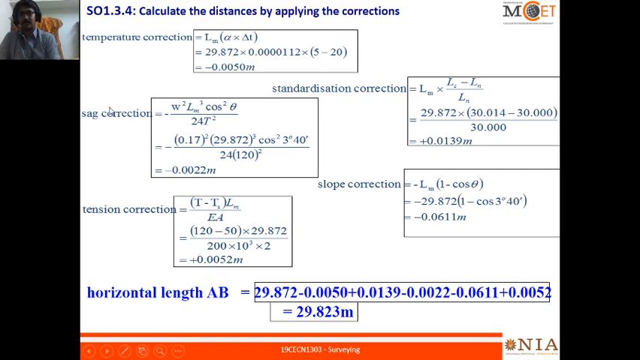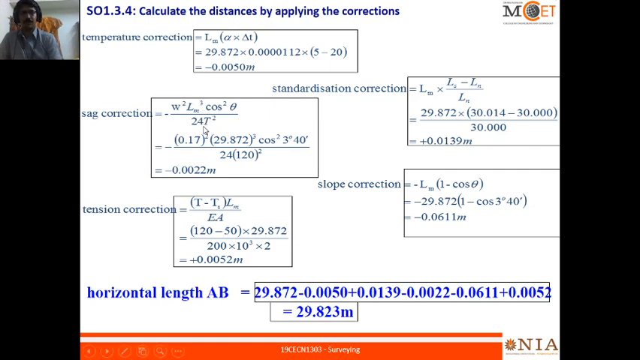And the last one is the sag correction, it is always negative. See, the sag and the slope corrections are always negative, and the remaining three may differ based on the difference, right? So you have to be keen in this, how to apply the correction. You know the formula, it is W square Lm cube cos square theta divided by 24 T square, where T or P is the tension or pull.